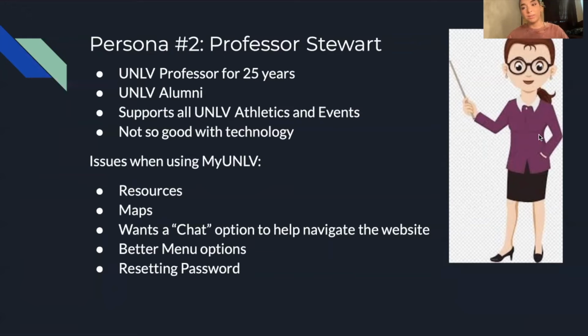So although she wants to use UNLV resources like my UNLV, she kind of steers away from it because she's not that great with technology and doesn't know how to use it. And some of those issues have been finding resources, just like Russ. She needs numbers, she needs emails, and she feels like my UNLV should just have a resources tab that lists all the numbers or emails or locations, maps, anything that she would need. And she can never find that.